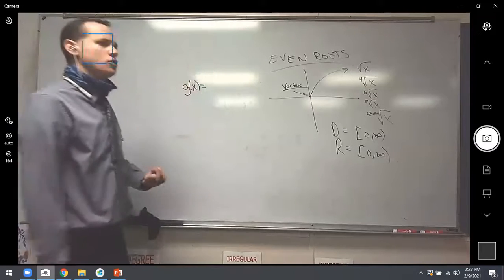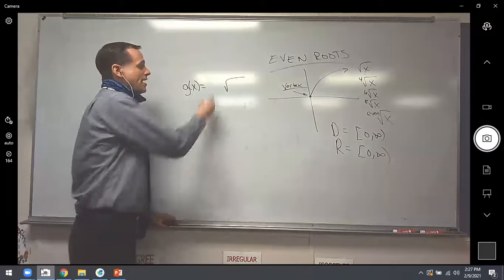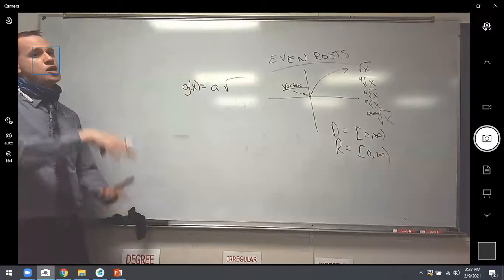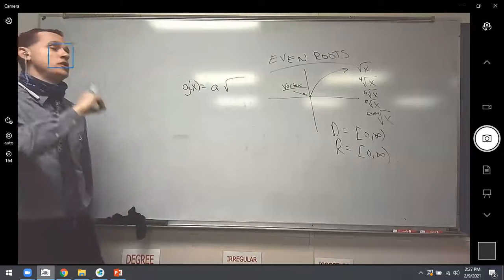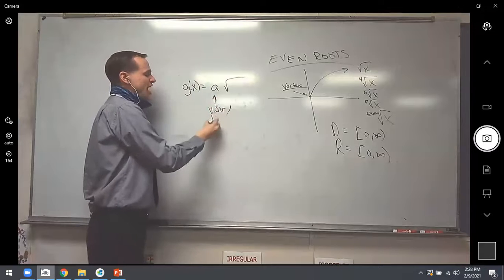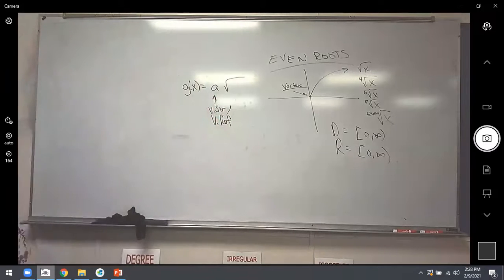If you take any root or any function, in our case a root, and you multiply by something, what does that do? That's a vertical stretch when you multiply. And if it happens to be negative, that's a vertical reflection.